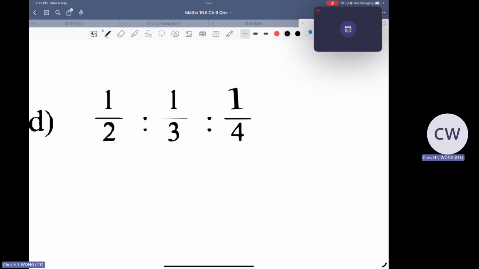To make a very good punch, half cup of water plus 1/3 cup of concentrated orange plus 1/4 cup of concentrated apple juice. You make a very good punch. Cannot add. Half here, 1/3 there, 1/4 there, cannot add. So you will change it to a number.